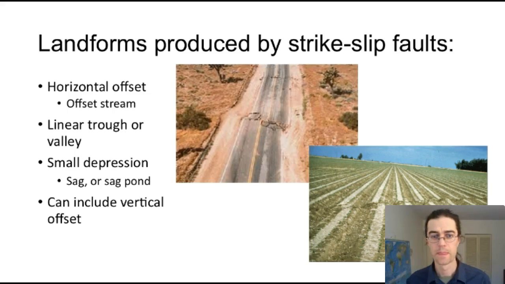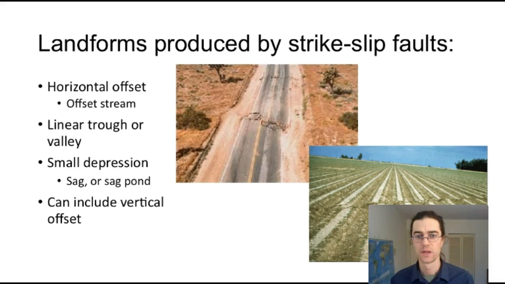And yeah, so it's more to keep in mind. And so, to look a little bit at landforms produced by strike slip faults, we have this horizontal offset, the offset stream we saw a little bit further up there, and we'll come back to that. But linear troughs and valleys are a potential, small depressions, and this can include vertical offset as well.